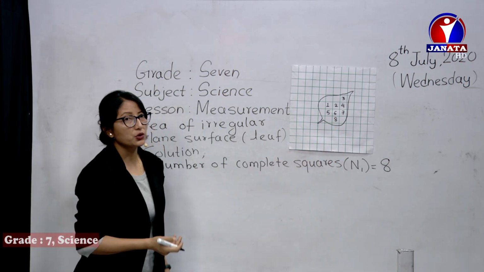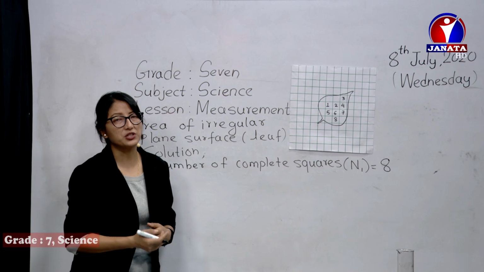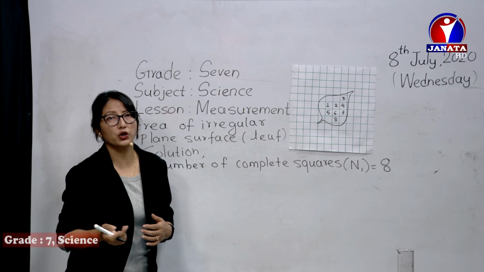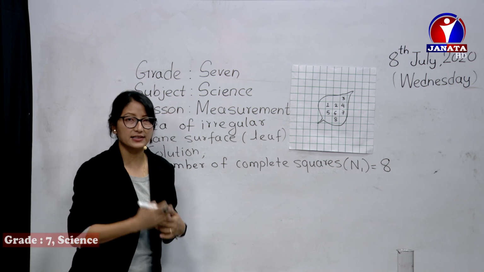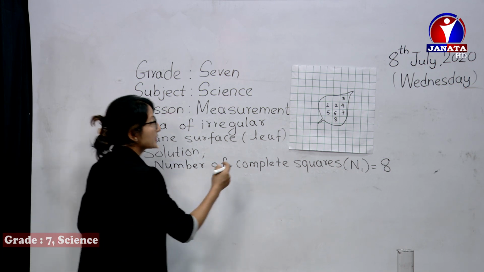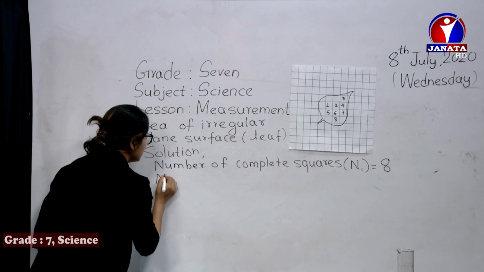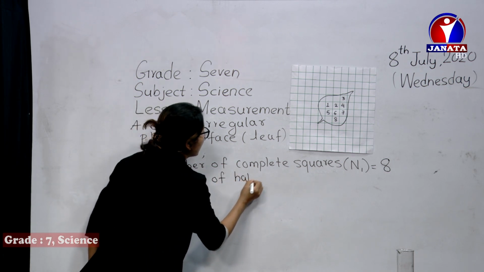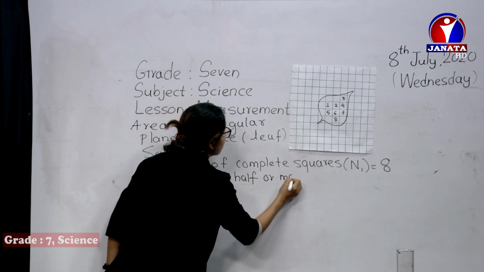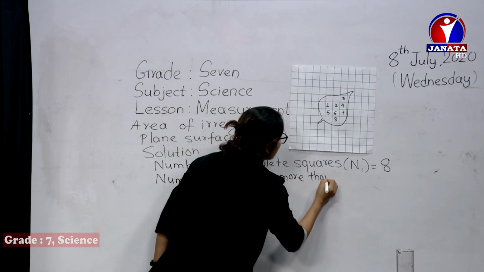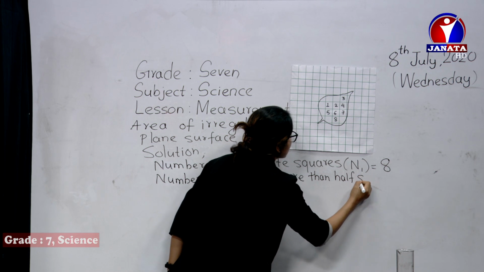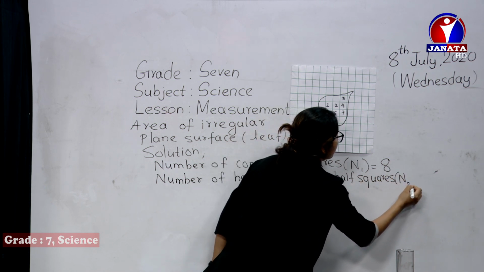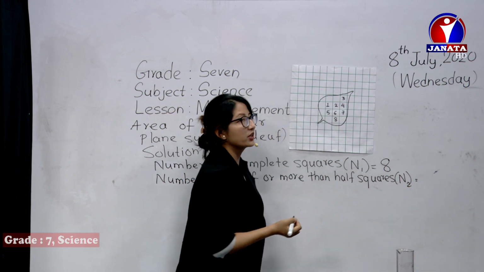Then after that, we also count the squares which are half or more than half. And we ignore or avoid the squares that are less than half. So let's count. First of all, let's write the number of half or more than half squares. Here I'll denote it as n2. So how many half or more than half squares are here?